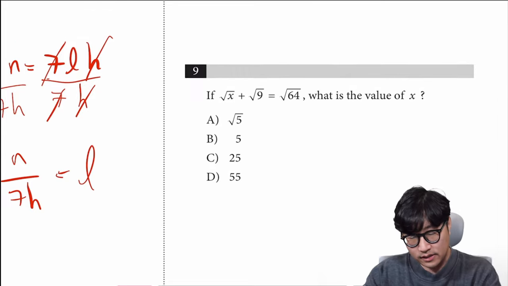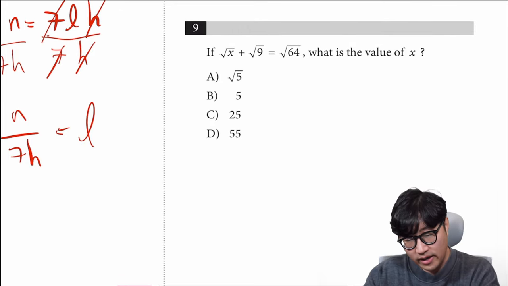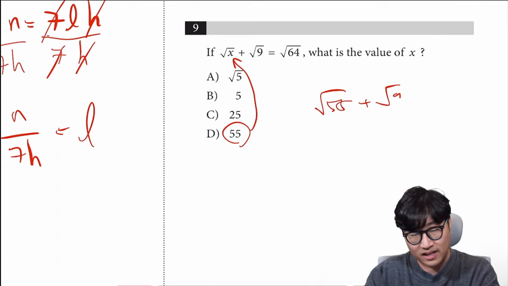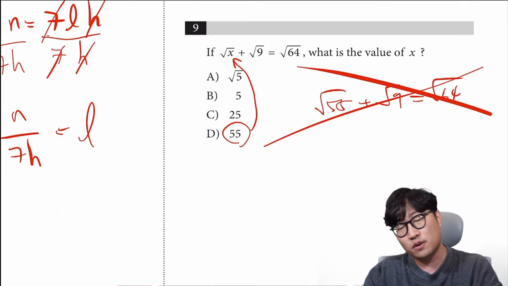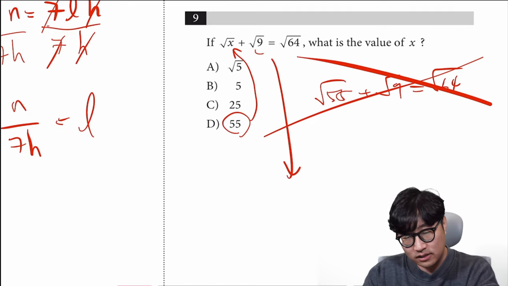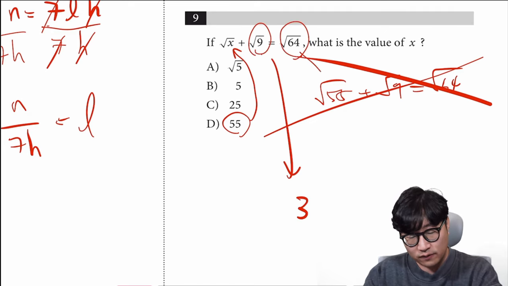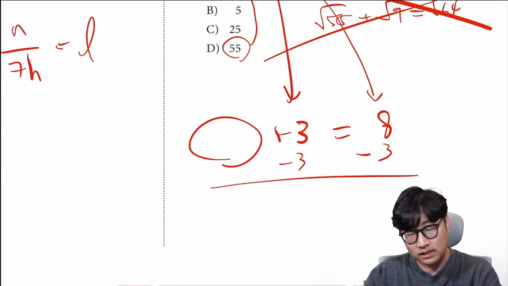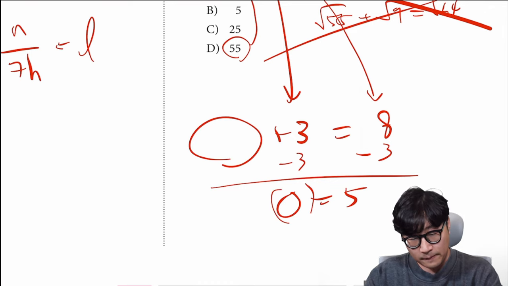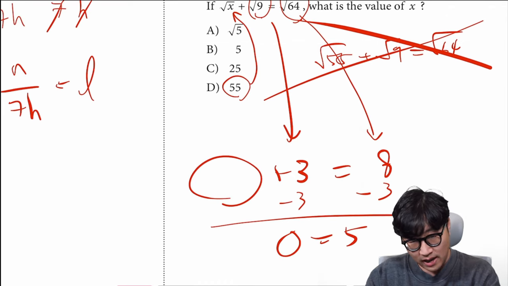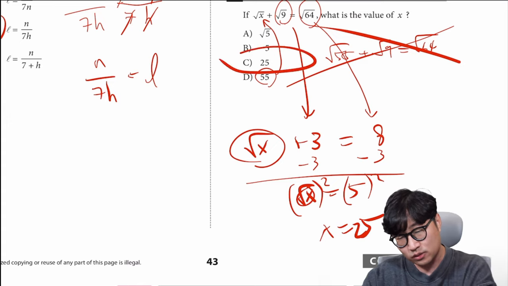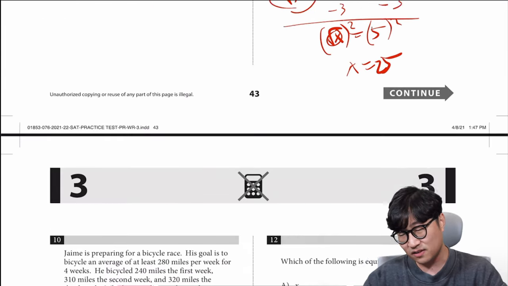All right, number 9. I don't know who would have the guts to put that in there. Square root of 55 plus square root of 9 is not square root of 64. Come on, man. Just look at it. Square root of 9 is 3. Square root of 64 is 8. So subtract 3 on both sides, and whatever that is equals 5. So now that is square root of x right there. So square both sides, and that gives you x is equal to 25. Answer choice C is the correct one. Don't put D, for God's sake.